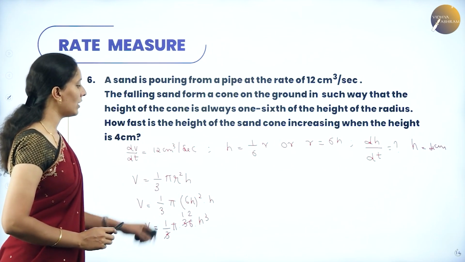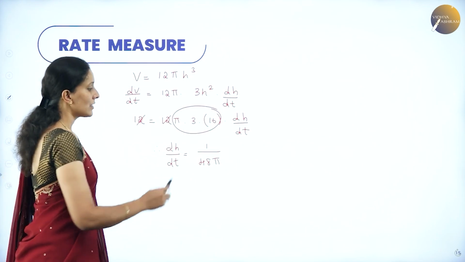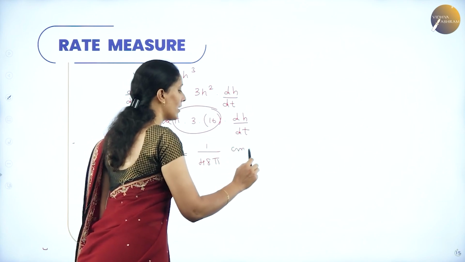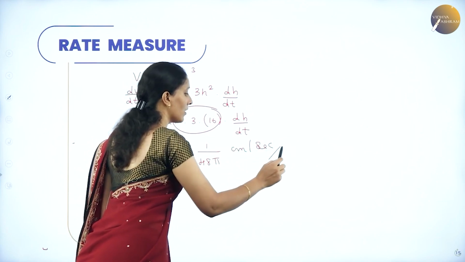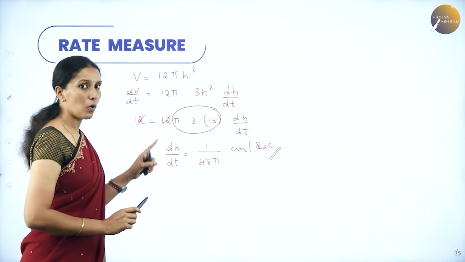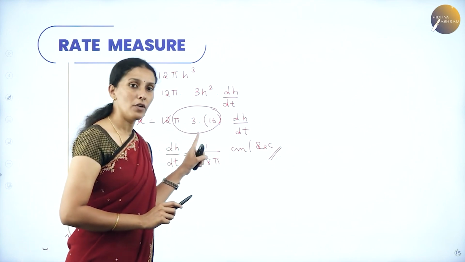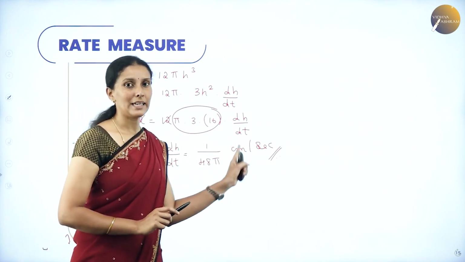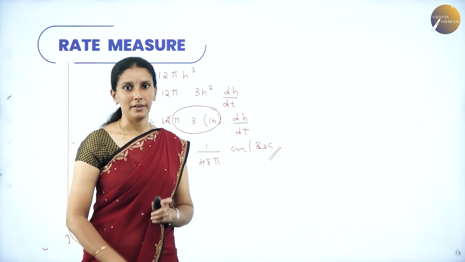So what is the unit given here? It is centimeter. Since this is height, we can write it as centimeter per second. So therefore the height of the cone is increasing at the rate of 1 by 48 pi centimeter per second.